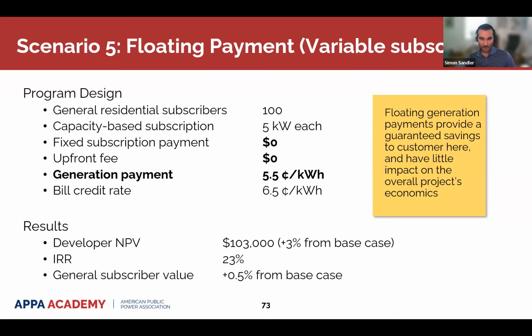All right. And so we have, I believe, one more scenario here, which is variable payments. So everything we've done up until this point has been what we call a fixed payment. Fixed payment being that it's set, right? The customer subscribes to 5 kilowatts and they will pay exactly for that 5 kilowatt. And so they're going to pay a set dollar per kilowatt for the subscription, whether it's upfront or ongoing through monthly or annual fees.